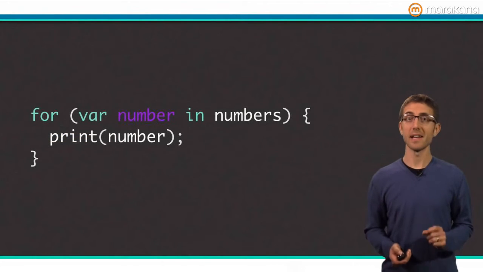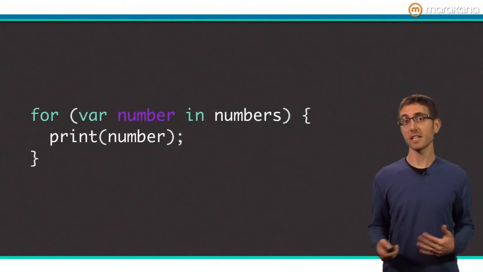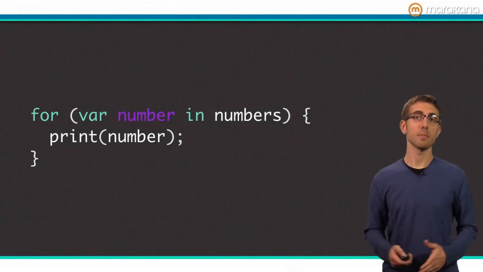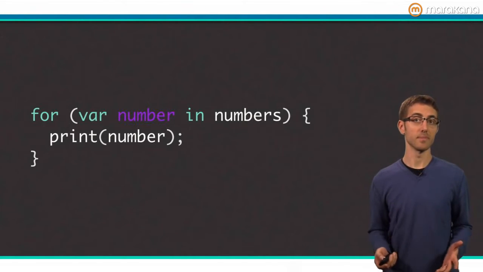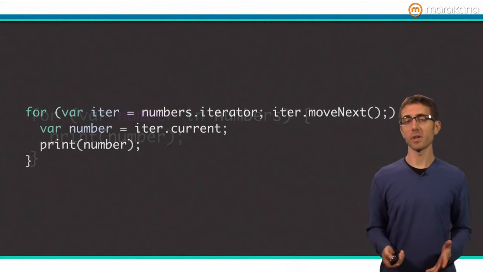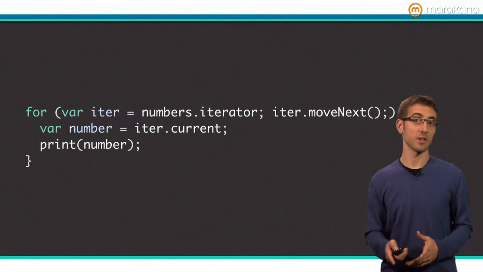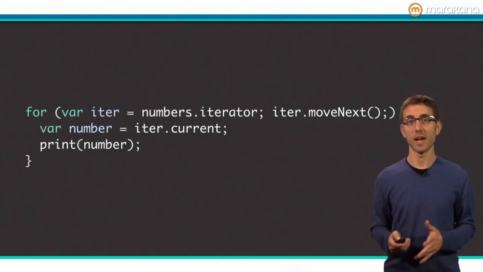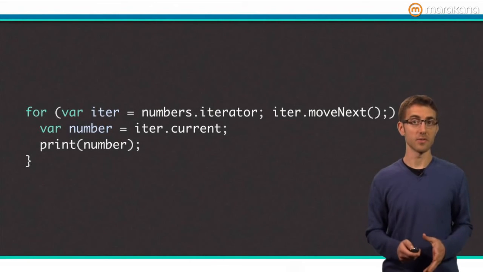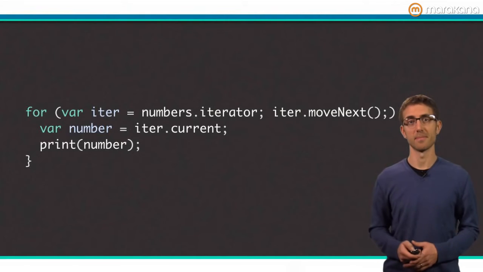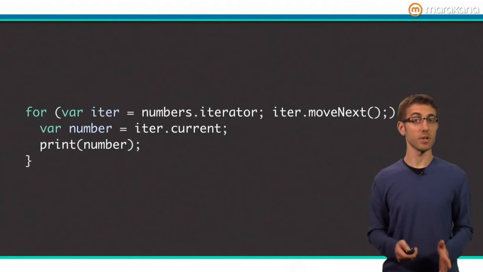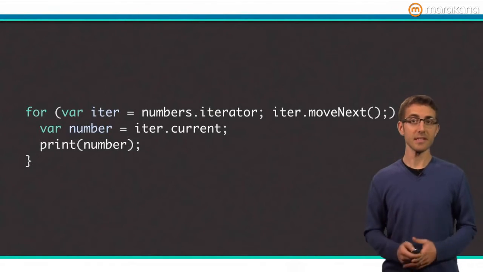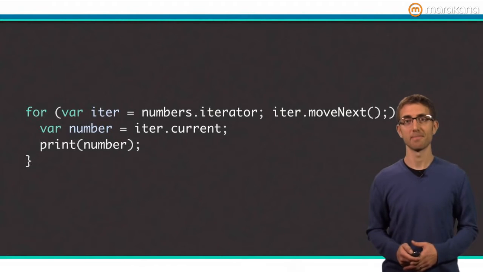Iterable objects play nicely with for-in loops because they can generate iterators. Here's an example of a for-in loop using an iterable. You can think of the for-in code as syntactic sugar for this code. Notice how a new iterator is created and move next is called for every iteration. The current value from the iterator is accessed and printed. I don't know about you, but I find the for-in version easier to read. Still, it's nice to know what's happening under the hood.